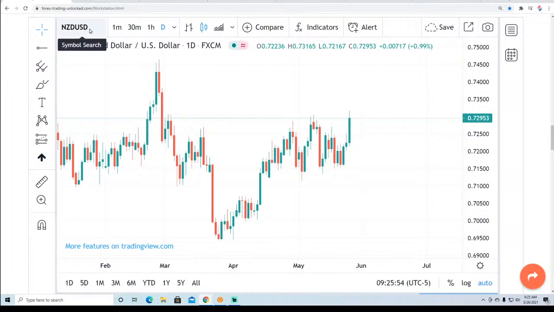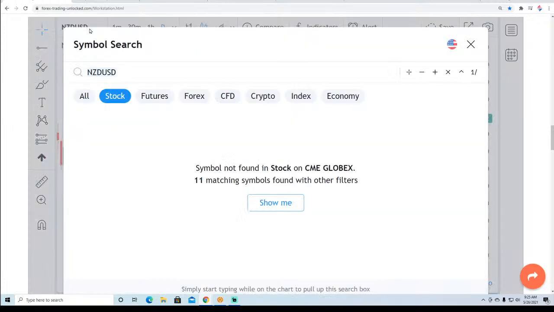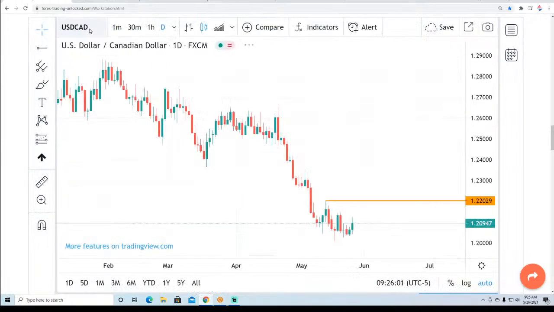Remember, the reason you trade currencies is because they trend. When they're not trending and they're choppy, stay away. That's not usual behavior. Okay.